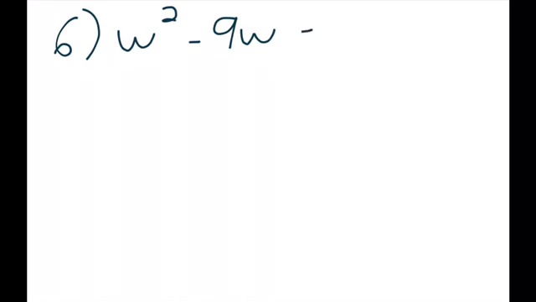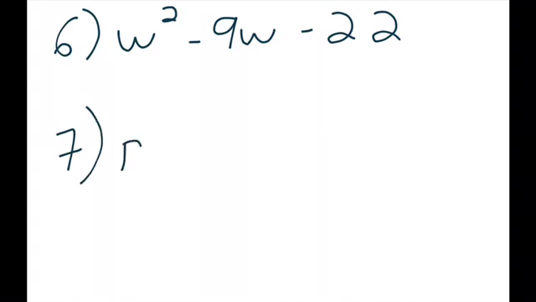Okay, I'm going to give you both 6 and 7 now. Number 6 is going to be w squared minus 9w subtract 22. And number 7 is going to be n squared plus n subtract 12. Try both of those. I'm going to give you a minute, and then we'll go through the answer.